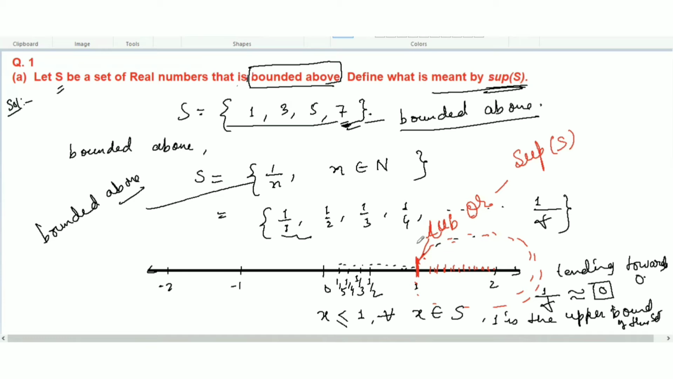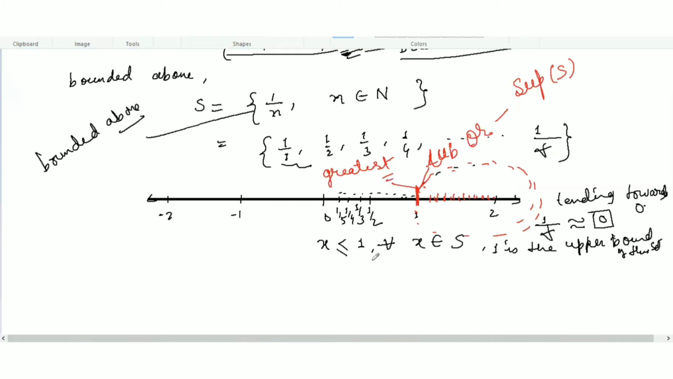The supremum of S is the least upper bound, and this one belongs to this set S. So 1 is also called the greatest element of S. Don't worry about these words. You can understand only bounded above, and this is the supremum of S. We will explain this in the next question.